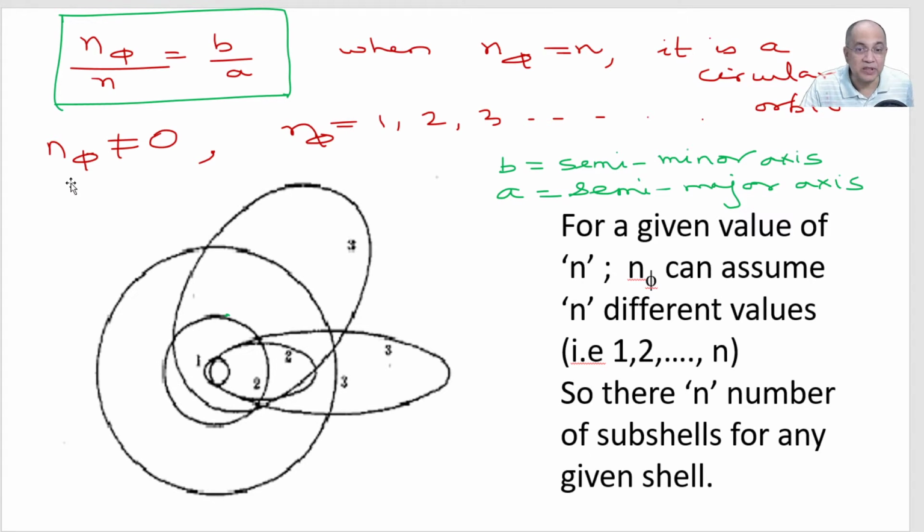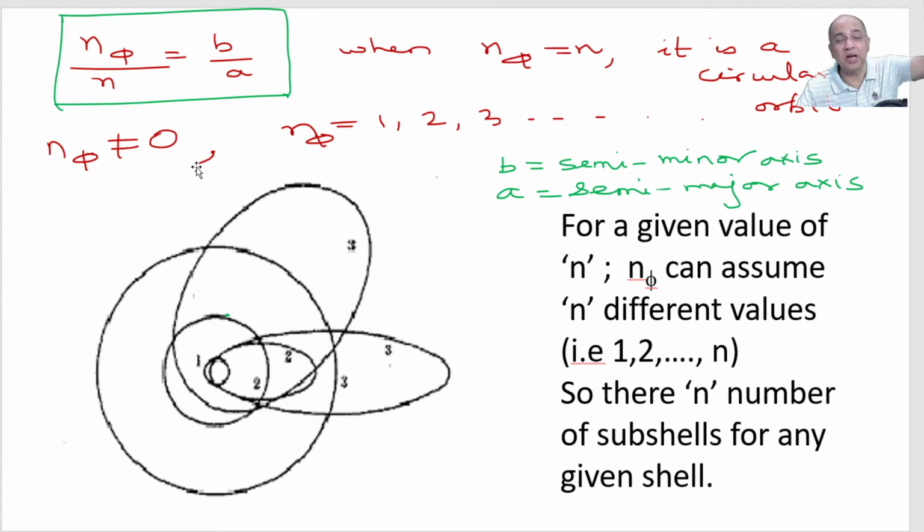Because n phi cannot be 0, because if it is 0, then B is equal to 0. Then the electron will move in a linear manner passing through the nucleus. That means it will collapse with the nucleus, which is not possible. Therefore, his logic was n phi cannot be equal to 0.